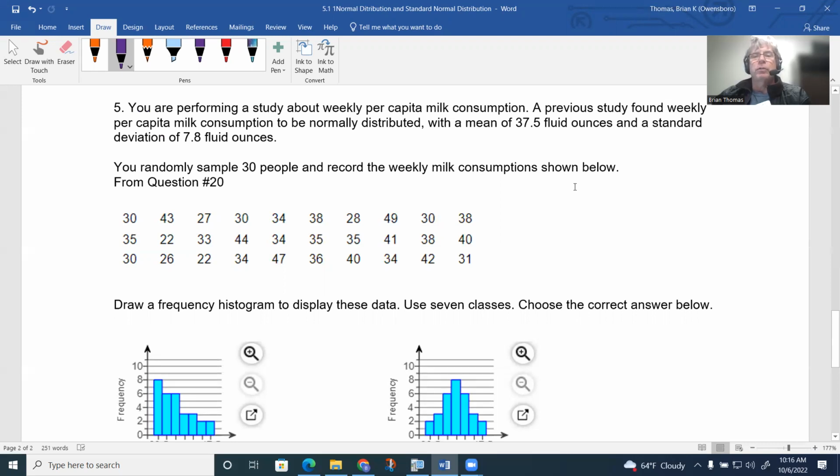Weekly milk consumption, I'll probably drink, I don't know, 8 ounces a day, 5 days a week. Yeah, I'm about normal, about 40 ounces a week.